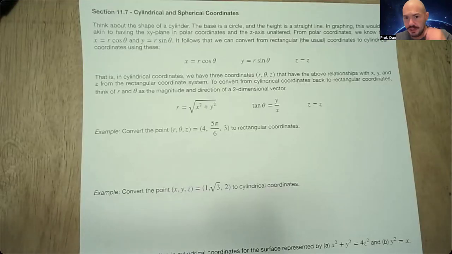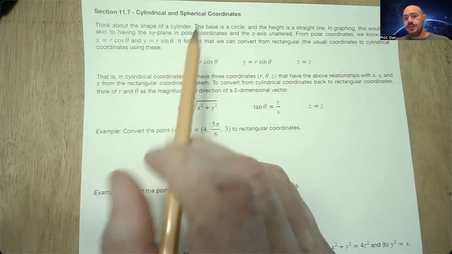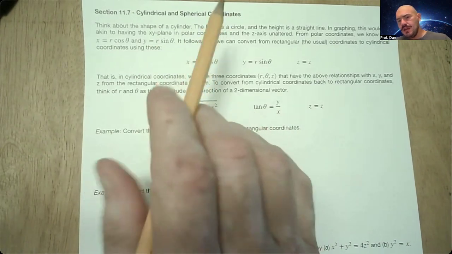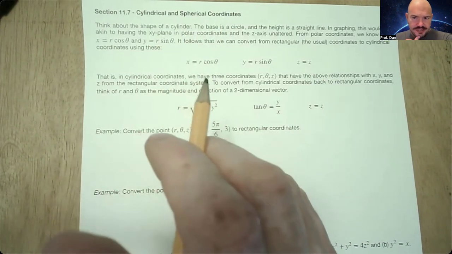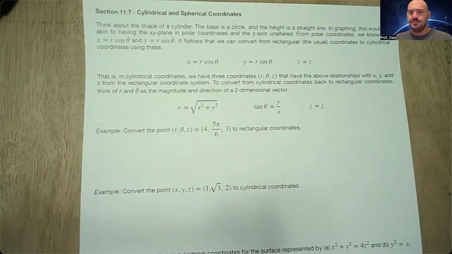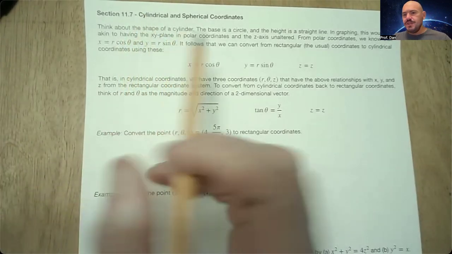Right, everyone. 11.7. This is the last section in chapter 11. In this one, we're going to talk about something that we later on are definitely going to take advantage of and use. But today I just want to touch base and look at some of the basic ideas and basic how-tos before we apply this to something a little more involved. But anyway, cylindrical coordinates and spherical coordinates.